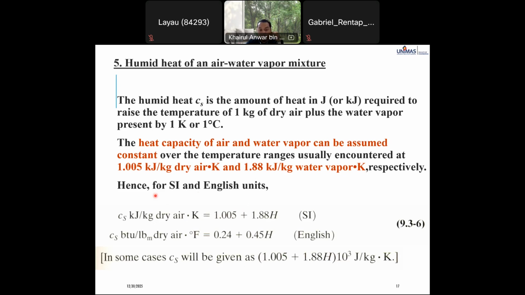So hence for SI and English unit, CS, which is humid heat, is equal to 1.005 plus 1.88 H. This is SI unit. This is for the English unit. In some cases, CS will be given as 1.005 plus 1.88 H times 10 to the power of 3. This is joule per kg Kelvin, joule per kg Kelvin. It's the same. It's for kilojoule. This is just joule.